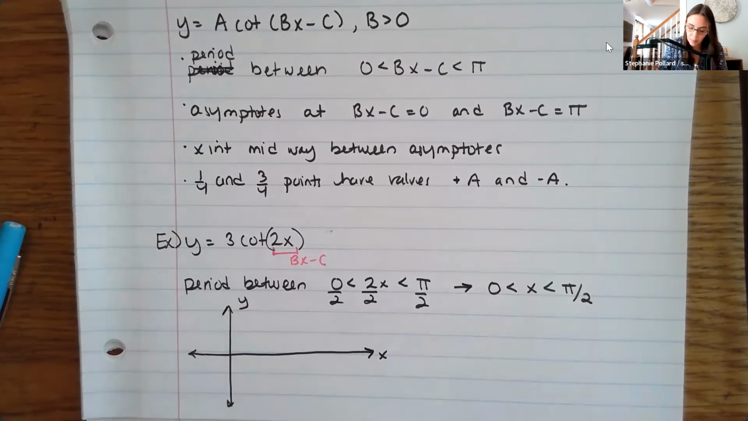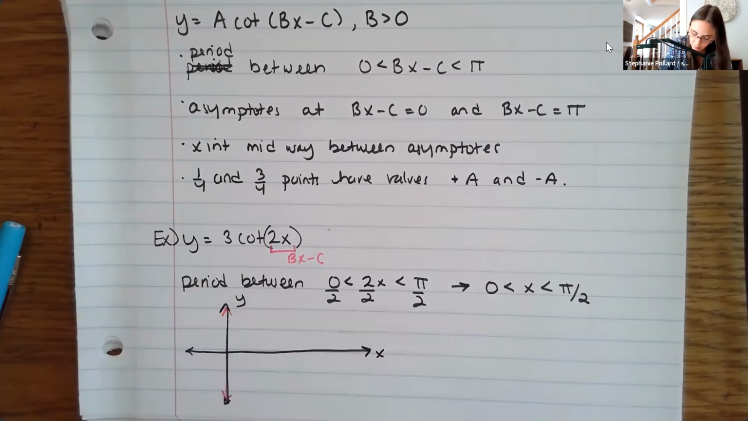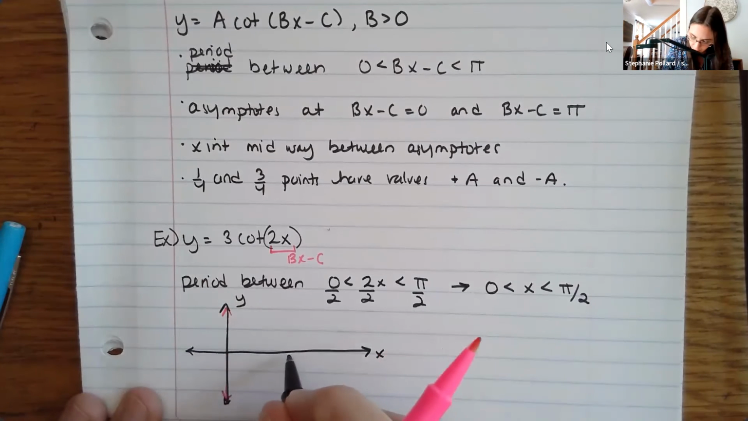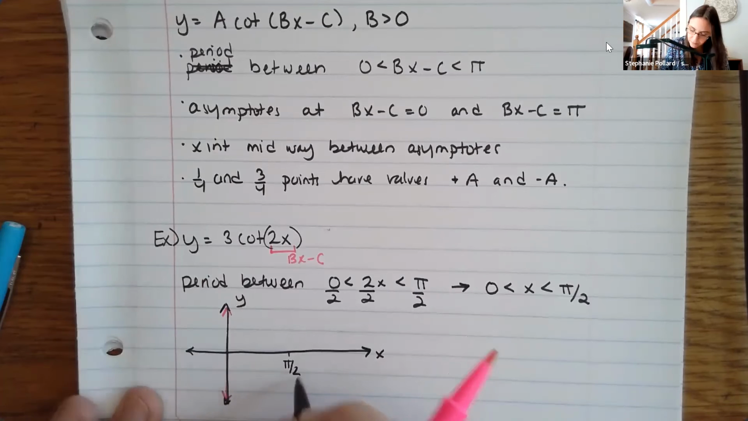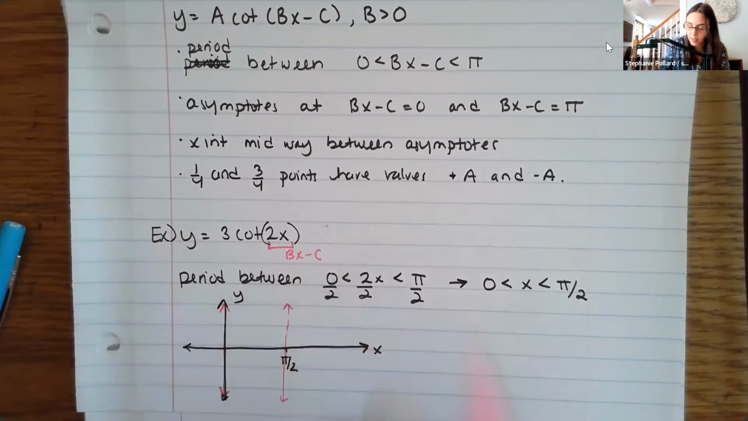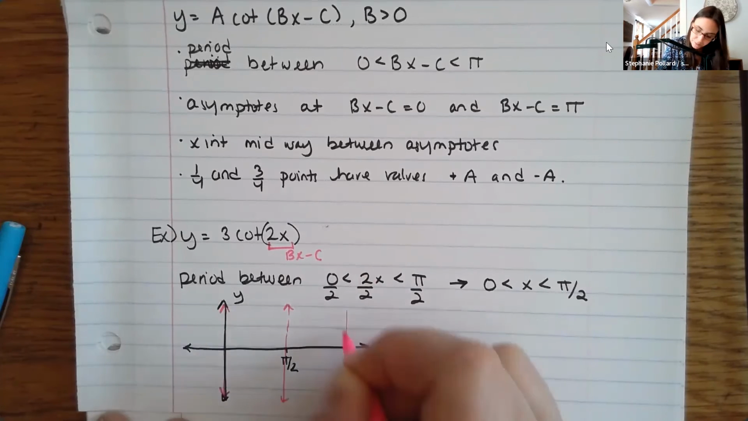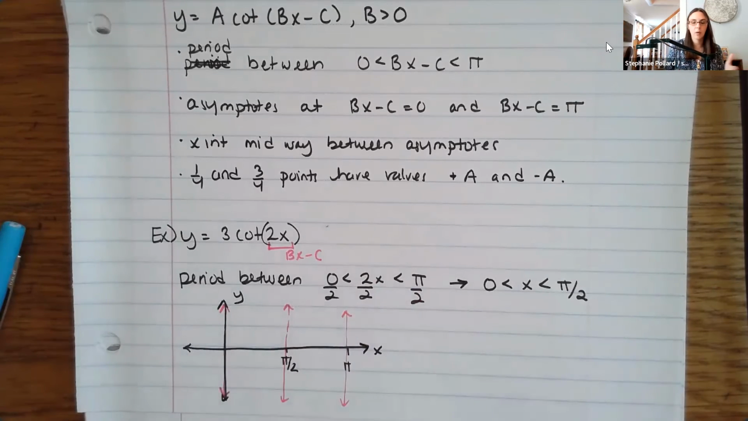All right, so I'm going to start by putting my first asymptote here on the axis. And then my next one is going to be at pi over 2. And this keeps repeating. So if I add another pi over 2 here, I would be up at pi. So you're going to have another asymptote at pi, and so on. And same thing going the other direction.